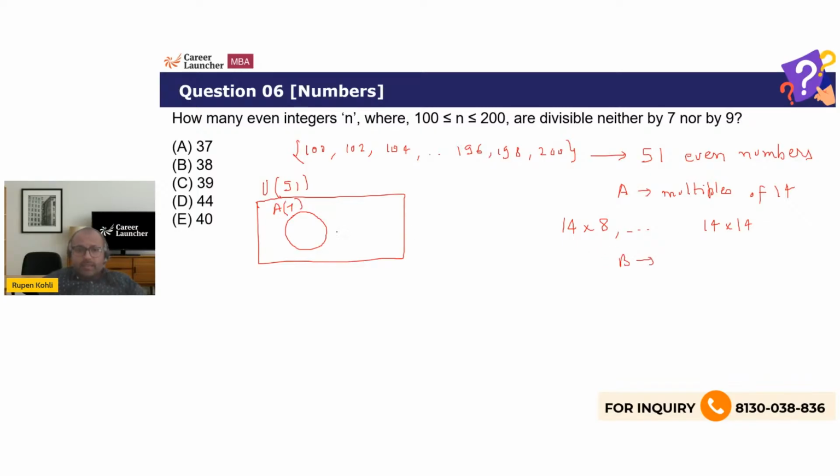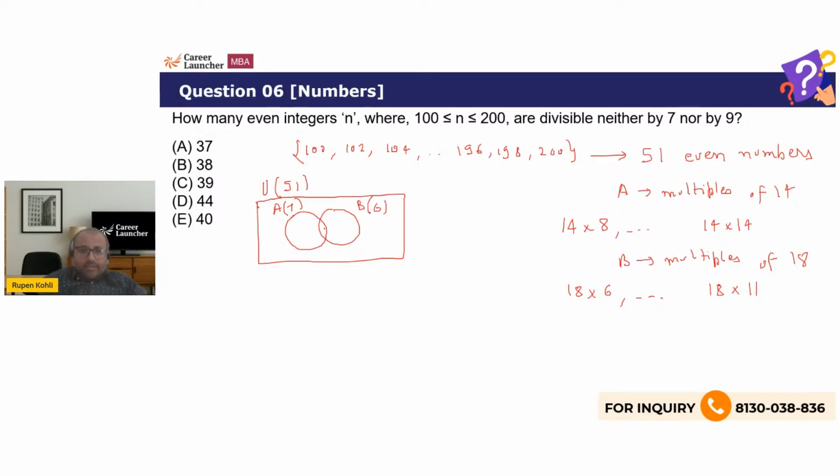Likewise, my set B is the multiples of 18, right? Again, quickly, 18 sixes are 108, which will be the first one. And then 18 tens are 180, 18 elevens are 198, right? So that is 11 minus 6 plus 1, 6 numbers. So my set B is 6 numbers.